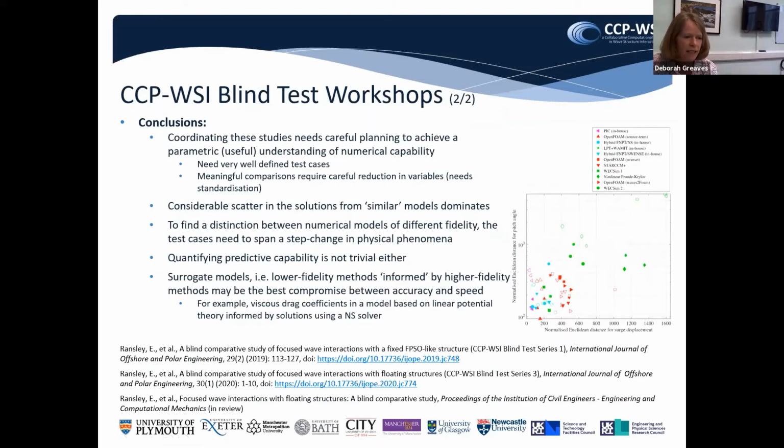There are some very interesting findings on how the variability of even similar codes is evident there, and the difficulty in setting up this type of study to make sure it's very well defined and that we can do a meaningful comparison. And it's also useful to define the test cases so that they can be used to differentiate between the different models, or the physics embedded in different numerical models. So there are some publications linked in there, and that's all findable from the website as well.